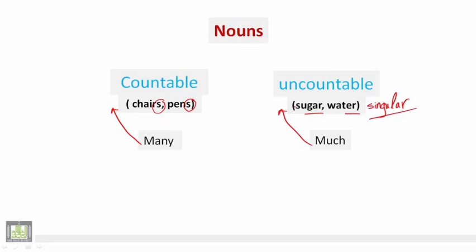كلا الكلمتين أو المحددتين many و much تستخدمان للدلالة على الكثرة. كثير من الكراسي أو كثير من الأقلام، كذلك كثير من السكر أو كثير من الماء. But the use of many is that it is associated with countable nouns, whereas much is associated with the use of uncountable nouns.